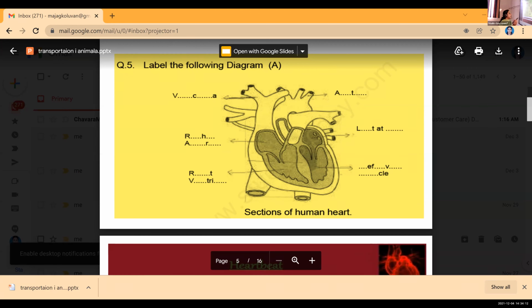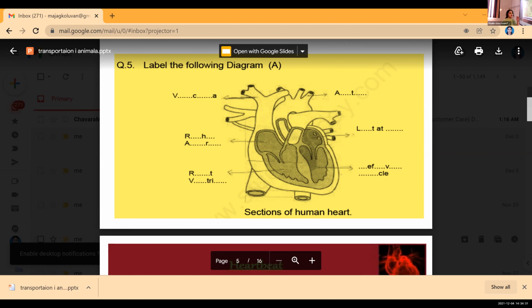Then what about the upper right part? Right atrium. That is known as right atrium. Then the lower right part is known as right ventricle. That is what is known as right ventricle.